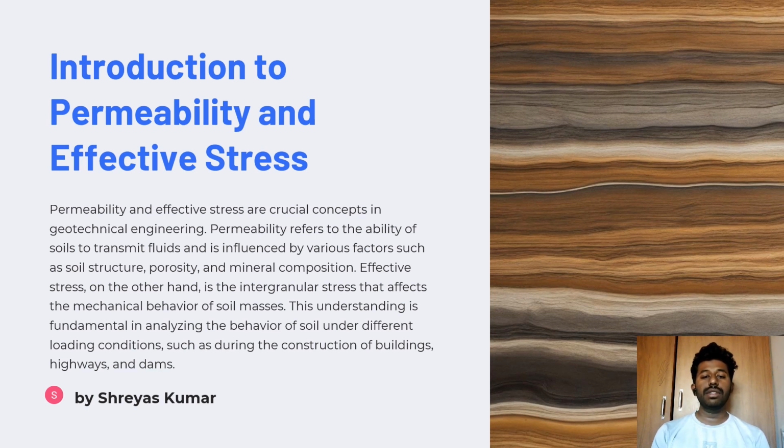Permeability and effective stress are crucial concepts in geotechnical engineering. Permeability refers to the ability of soil to transmit fluids and is influenced by various factors such as soil structure, porosity, and mineral composition. Effective stress, on the other hand, is an integral stress that affects the mechanical behavior of soil masses. This understanding is fundamental in analyzing the behavior of soil under different loading conditions, such as during the construction of buildings, highways, and dams.